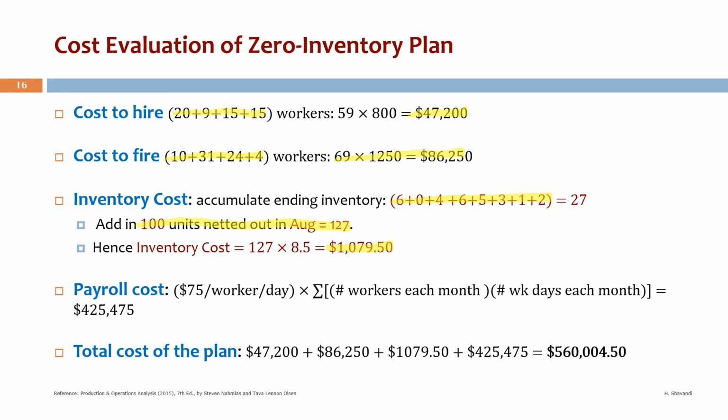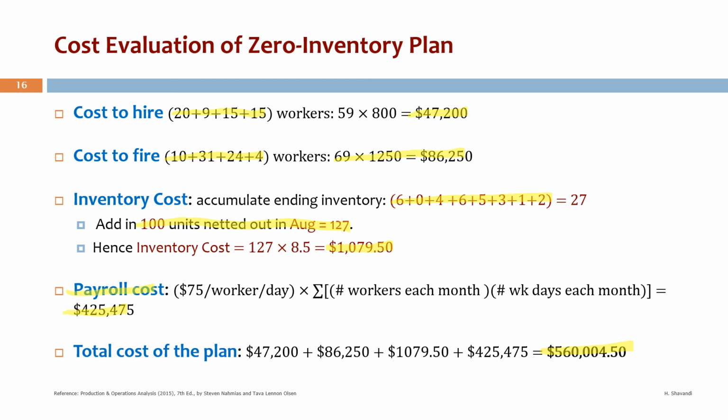And for the payroll cost, again in the same manner as the previous case, we will have this number for the payroll cost, and at the end the sum of all these costs will be $560,000, and as you see here, it's less than the total cost of the level strategy, which was about $590,000, right? So in this case, as you see, the chase strategy provided a better result in terms of the total costs for the company than the level strategy.